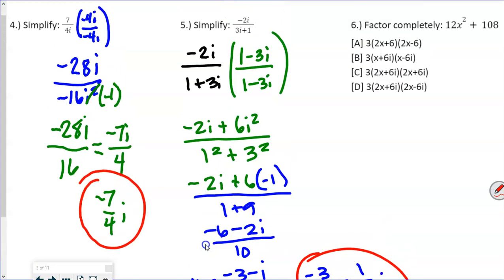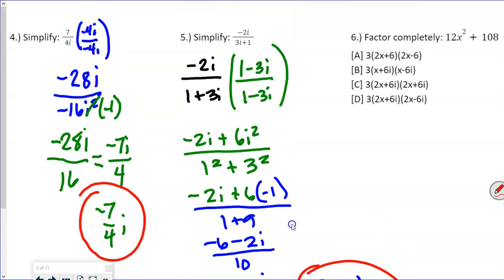Okay? So now we're going to factor completely here. So my big question with this one is, does it have a GCF? So obviously it's divisible by 2, right? What else is it divisible by? 3. Well, y'all, again, look at your answer choices here. Do y'all notice that all of these have a GCF of 3? So we're going to go ahead and do that.